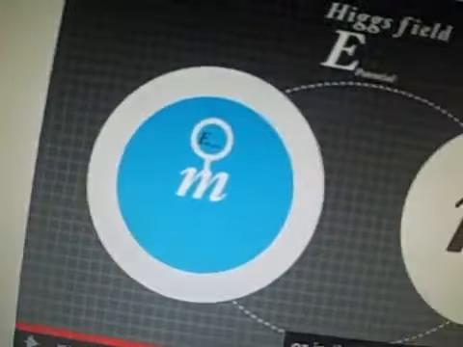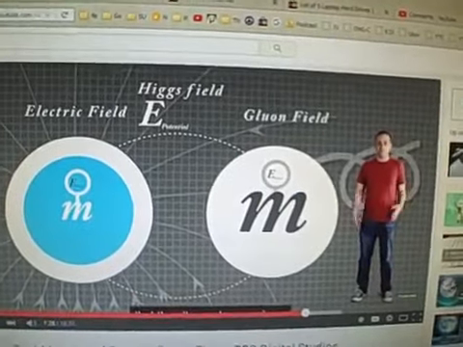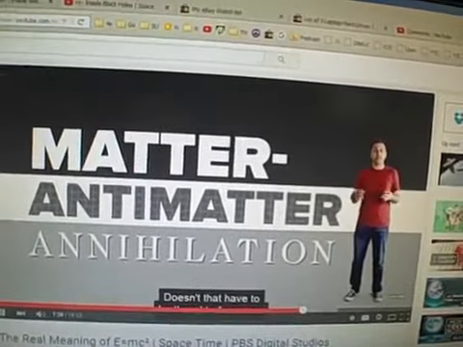The fields are made out of quanta, everything's made out of quanta, and there's certainly no negative energy. There's no such thing. In the case of quarks, also with the gluon fields that they themselves produce. Okay? What about matter-antimatter annihilation? Doesn't that have to be thought of as mass being converted?